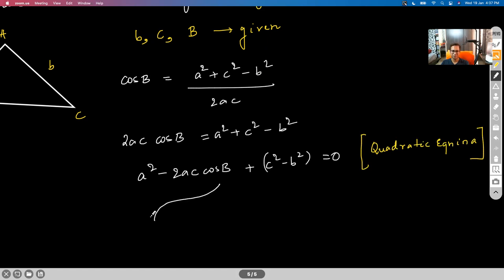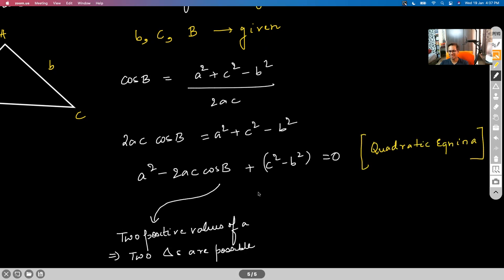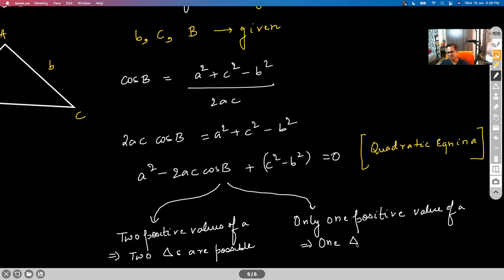If this quadratic equation gives you two positive values of a, then only you have two triangles possible. But if it gives you only one positive value, and another value is negative, then there is only one triangle possible. So basically the number of positive values of a that we get from this equation will decide how many triangles there will be.